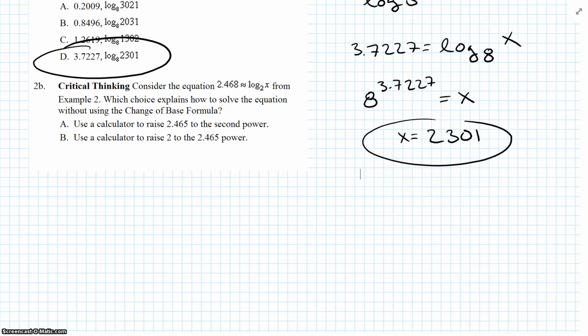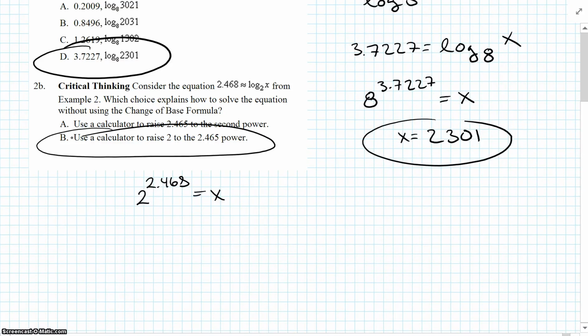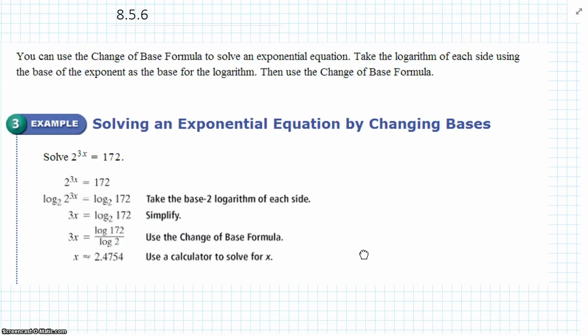So consider the equation 2.468 is approximately log base 2 of x. From the example, which one explains it without using the change of base formula? We know what 2 raised to the 2.468 power is going to get us x. So we're going to raise 2 to the 2.468 power. Answer is B. All right, moving on.